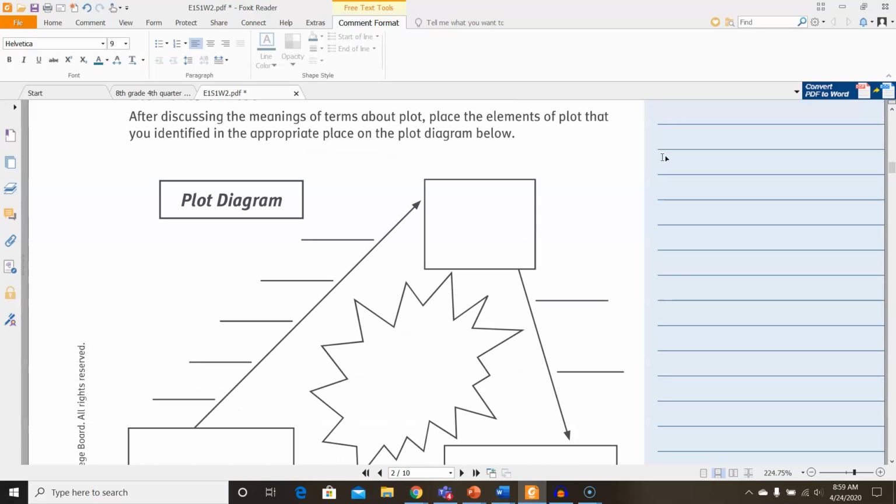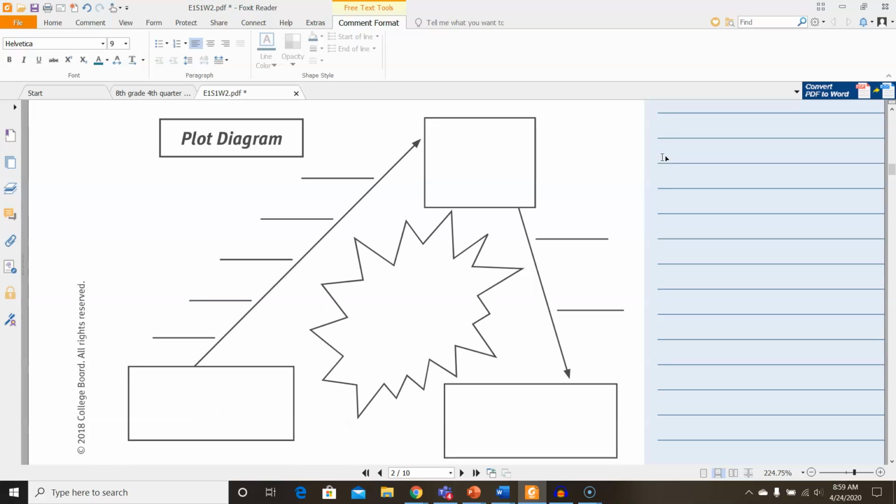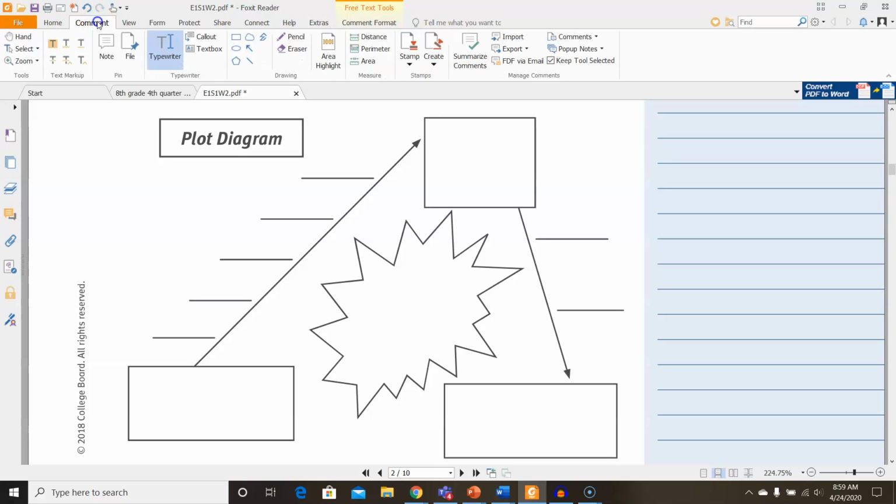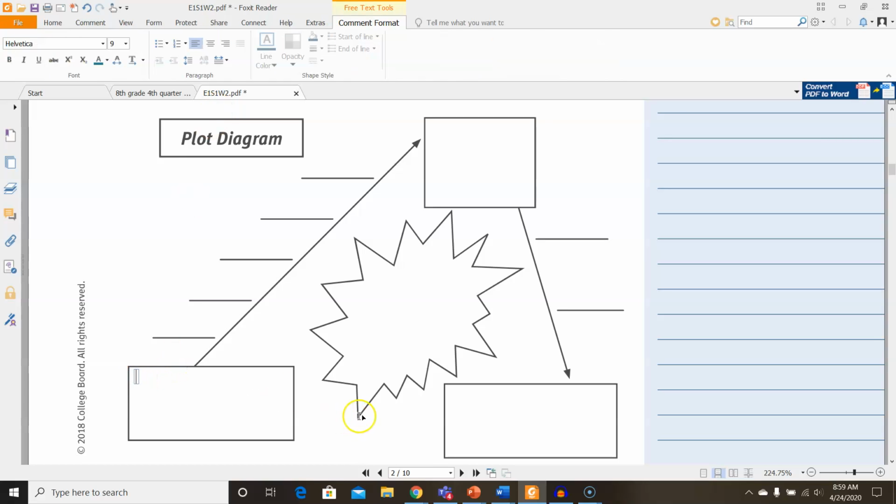There are many different steps that go along the plot diagram. But the main things that happen are there's exposition, rising action, climax, falling action, and a resolution. So I'm going to go ahead and fill those words in the areas they are supposed to be in. So this is the exposition. Ooh, I did not type where I clicked.